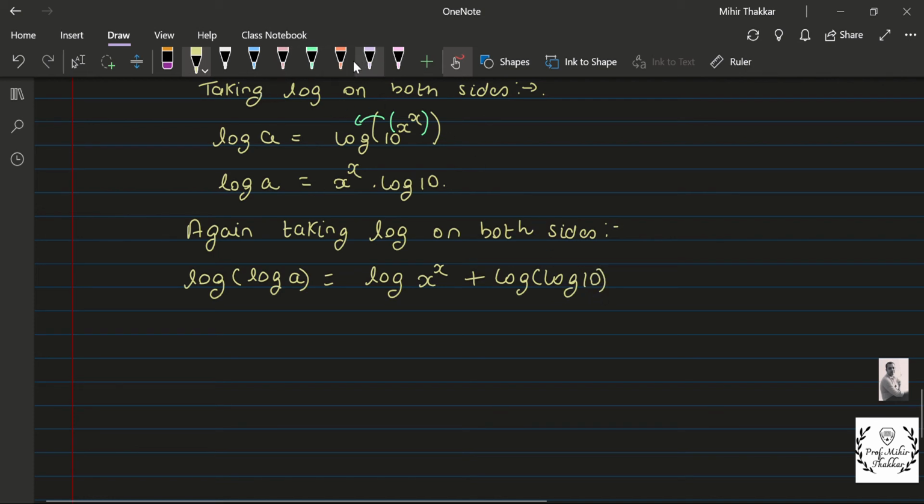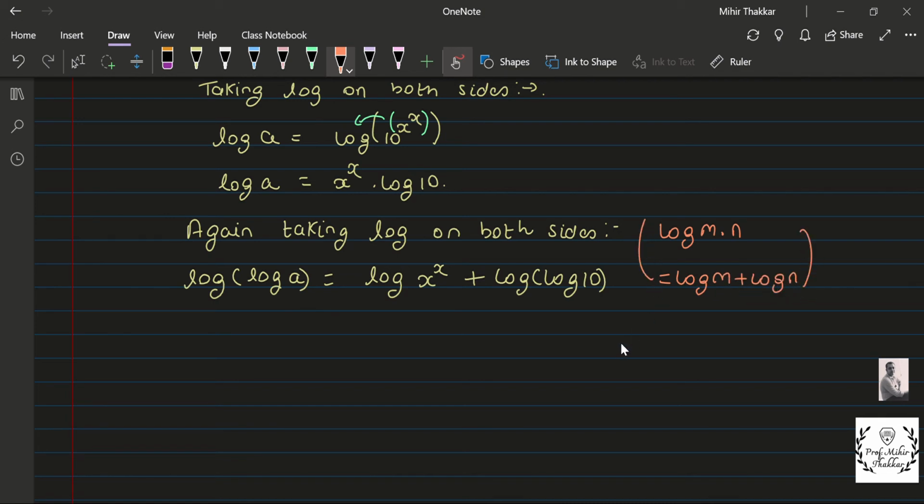I'm sure you can make out the property, which is log of m into n, and that is log of m plus log of n. So this x will go behind the log and it will become x into log x plus log of log 10. So now guys, any further simplification is not possible.